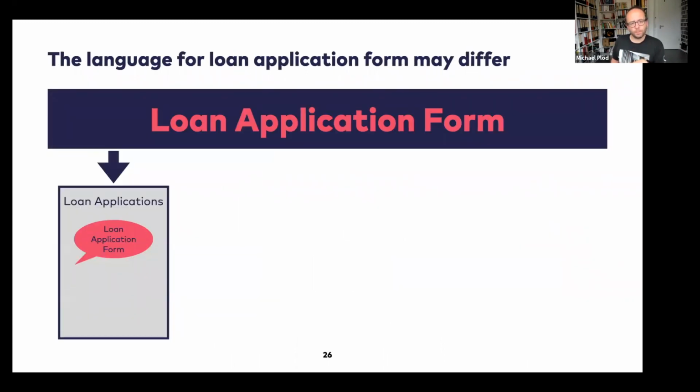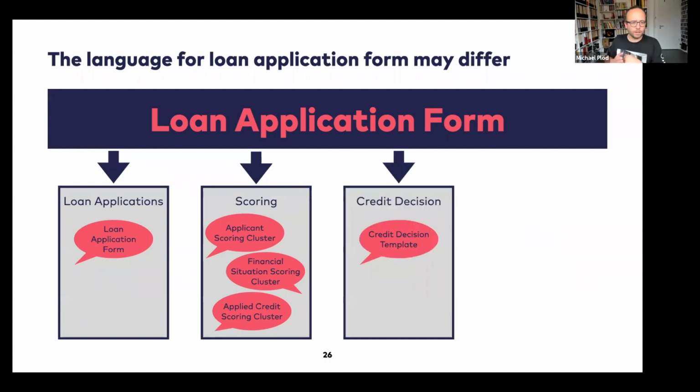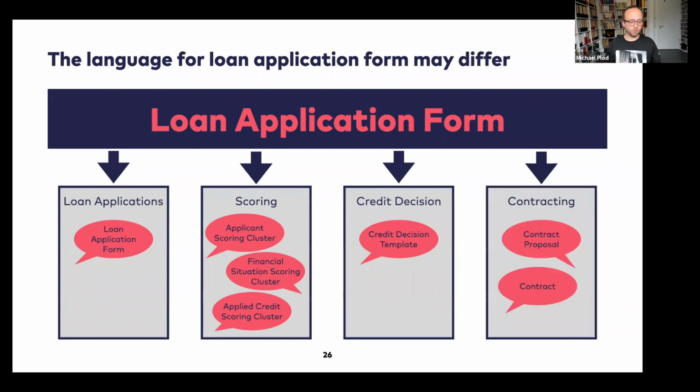Of course, the loan applications, they talk about the form. However, scoring talks about rule clusters, for instance, where they group rules together based on certain specific information from that form. The credit decision ramps up a decision template for the C-level of the bank. Or contracting talks about a contract proposal or a contract. So from application, represented as a loan application form, to a contract proposal, to a contract. And this is where the bounded context comes into play.